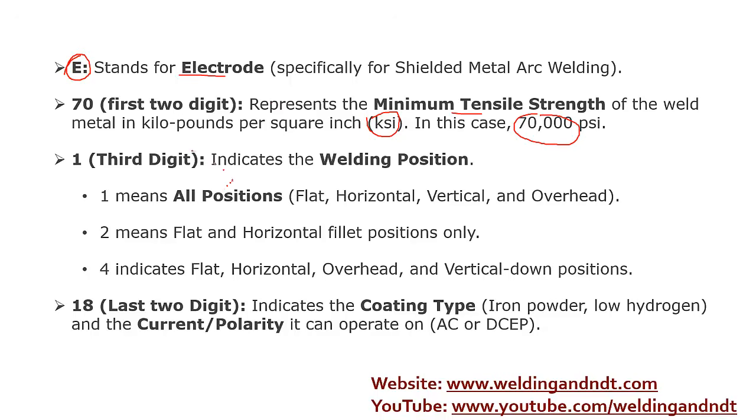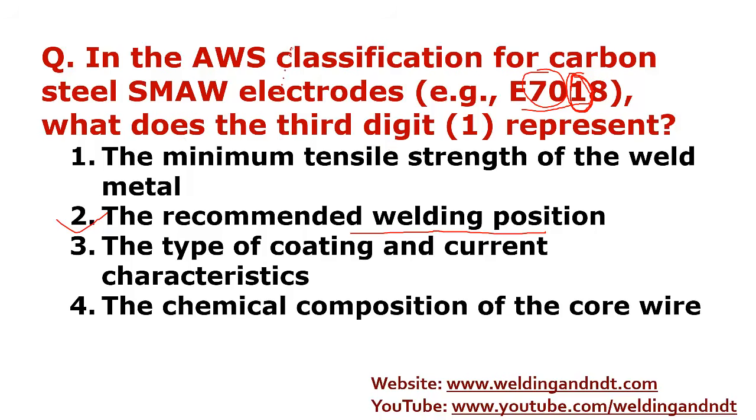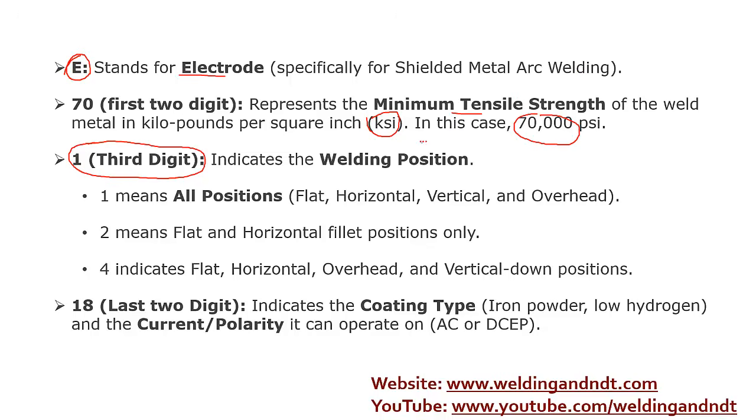Then the third digit, or it will be better to call it the second last digit. The last digit is 8 and the second last digit is 1. The second last digit will indicate the welding position. If 1 is written, it means this electrode can be used in all positions. If 2 is given, it means the electrode can be used in flat and horizontal fillet positions, and 4 indicates flat, horizontal, overhead and vertical down positions.